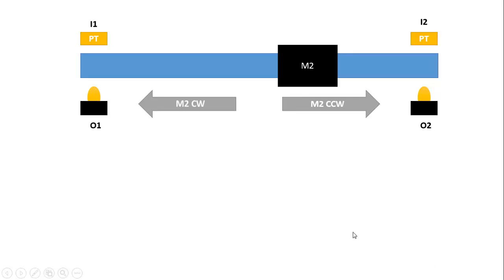Okay, so this is the setup I described to you in your assignment last week. What we have here is basically a shuttle moving back and forth, okay? I have it connected to M2. Then I have a light wired as output 1, another light wired as output 2, and I have I1 connected to a phototransistor, and I have I2 connected to a phototransistor. So let's take a look at how we would program this in RoboPro.